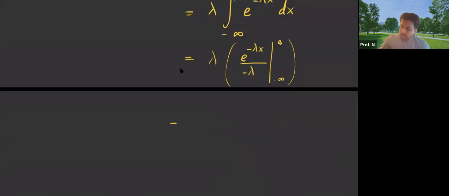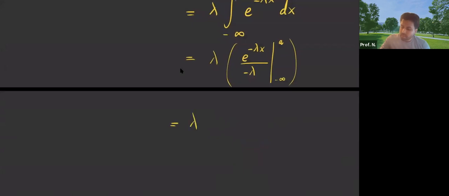When we evaluate this, it will be e to the negative lambda x over negative lambda, minus what we get at the lower bound, e to the negative lambda a over negative lambda, right?